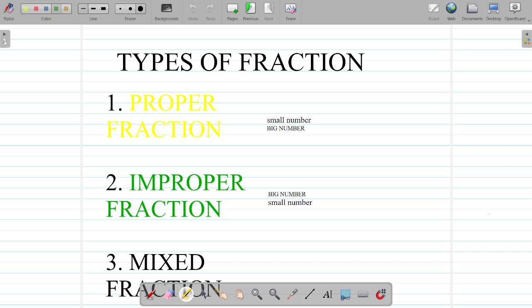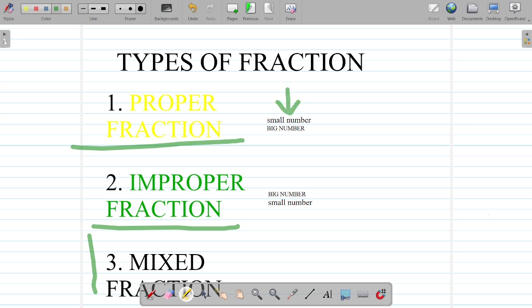Moving to types of fraction. There are basically 3 types of fraction which you must know. The first one is proper fraction, followed by improper, and followed by mixed fraction. An example of a proper fraction: when you have a small number at the top and a big number at the bottom. What do I mean? Remember, when you have a small number at the top, then a big number at the bottom, that is, for example, 3 over 7.